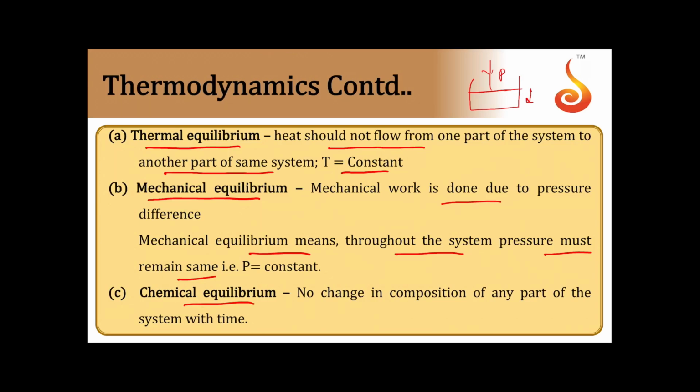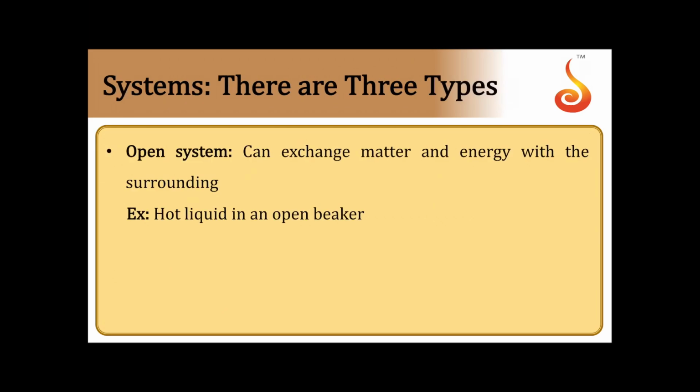Then comes chemical equilibrium. No change in the composition of any part of the system with time. That is to say, throughout the system, composition must remain the same. If the three equilibria exist, then it is said to be in thermodynamic equilibrium. So thermodynamic equilibrium means thermal equilibrium, temperature remains same; mechanical equilibrium, pressure remains same; chemical equilibrium, composition remains the same.